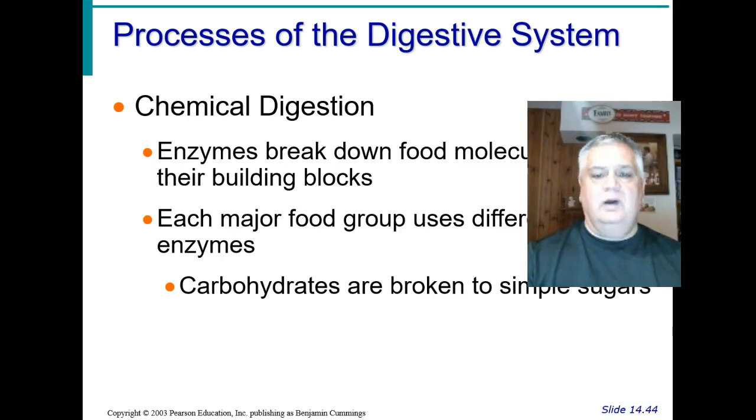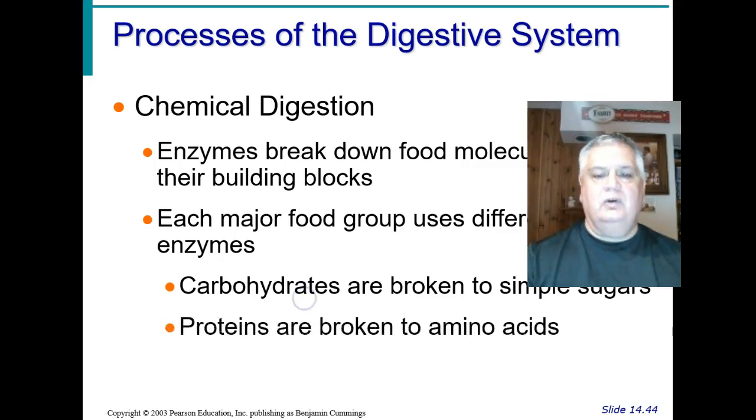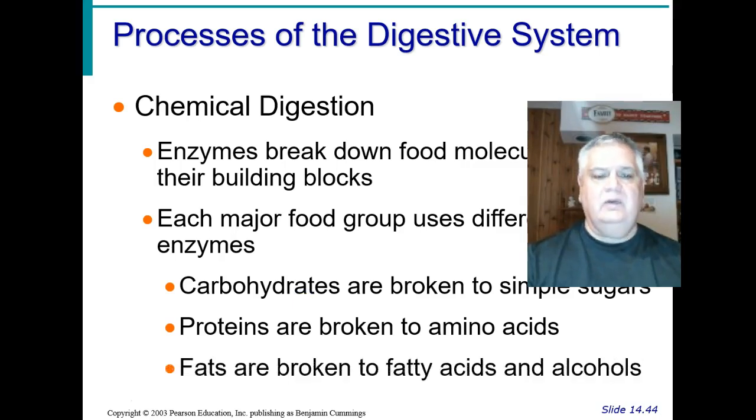So each major food group is going to utilize different enzymes. And as I mentioned, carbohydrates are going to be broken down into simple sugars, proteins are going to be broken down into their building blocks amino acids, and fats are going to be broken down into fatty acids and alcohols, more specifically glycerol.